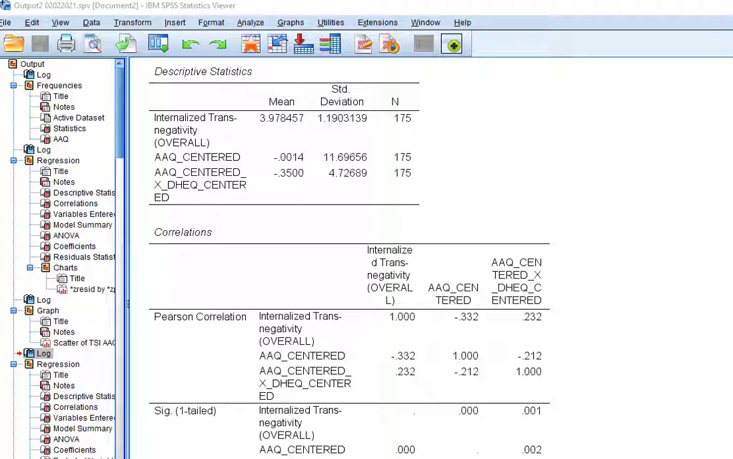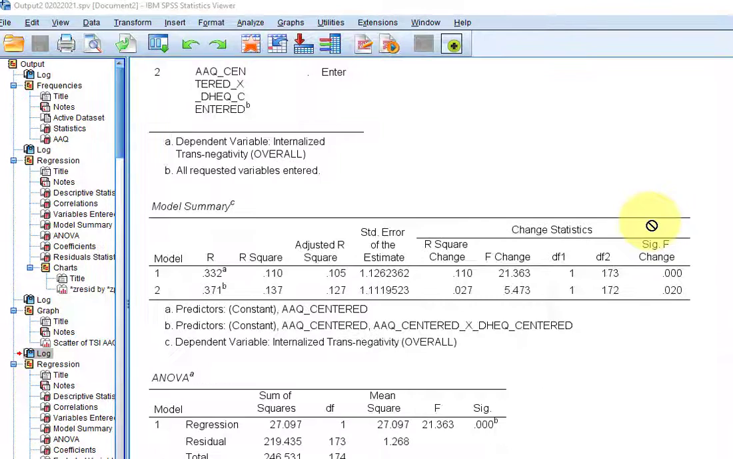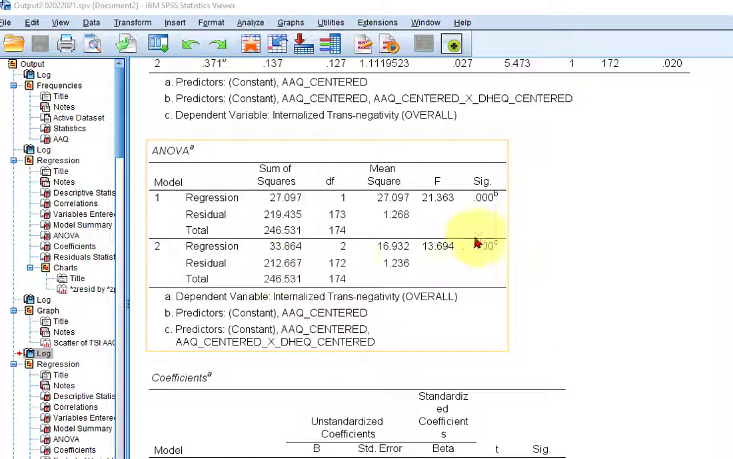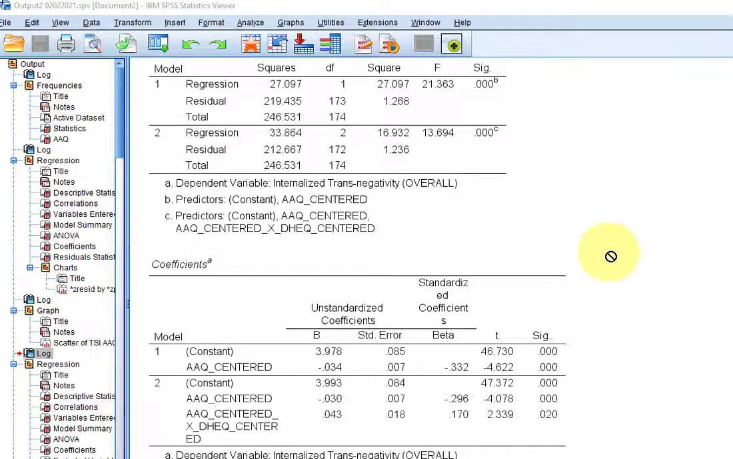So this is the results of Yurie's test, right? I centered AAQ and I centered DEQ. I made a new product variable out of the two, and according to the output, the interaction was significant, right? So this one, B, would be model 2, and it did show a significant F change, and the second ANOVA was in fact significant as well.